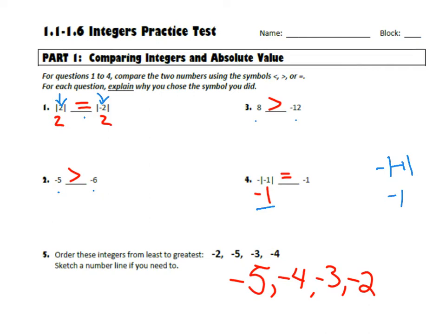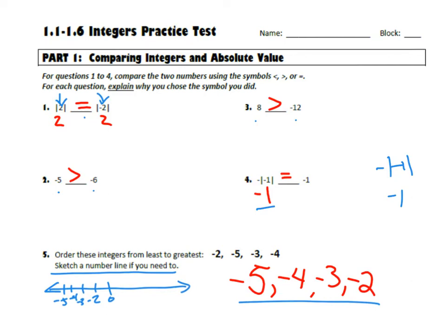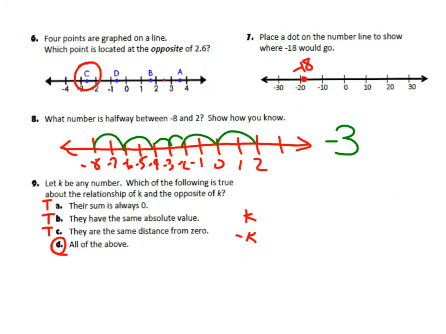Putting the numbers in order from least to greatest, if you put them on a number line, I got -5 down here, -2, -3, and -4, so there's the order that they are in. Make sure you use a number line if you need to when putting things in order. Feel free to pause at any point in the video if you need more time to correct them.